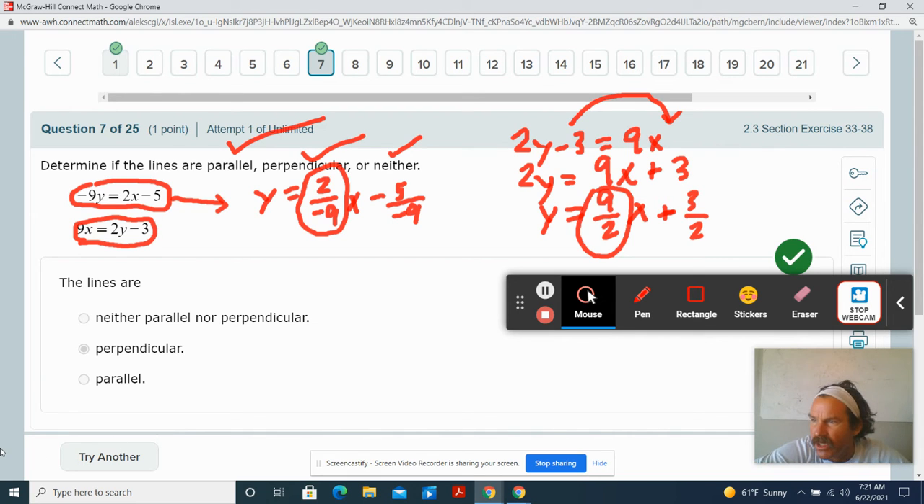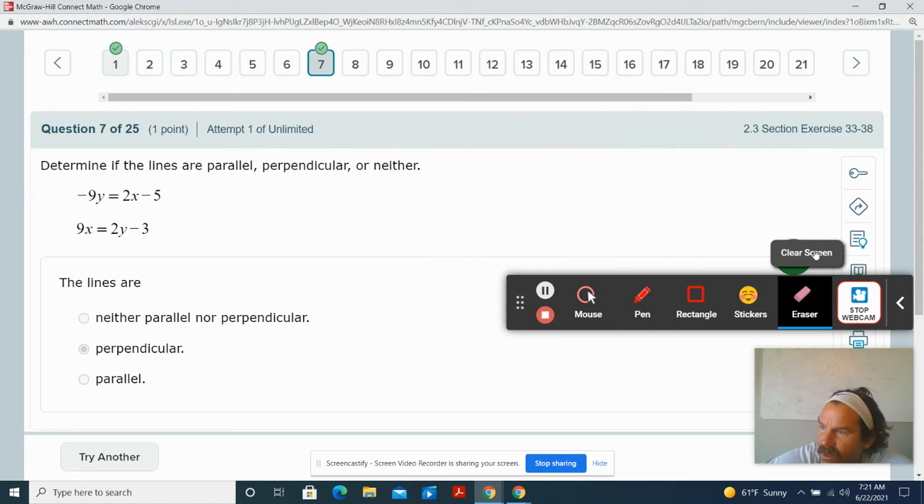All right. So those questions are similar. 7 through 11 are all problems that are going to ask you parallel, perpendicular, or neither. Okay. So let me move on to question 12.